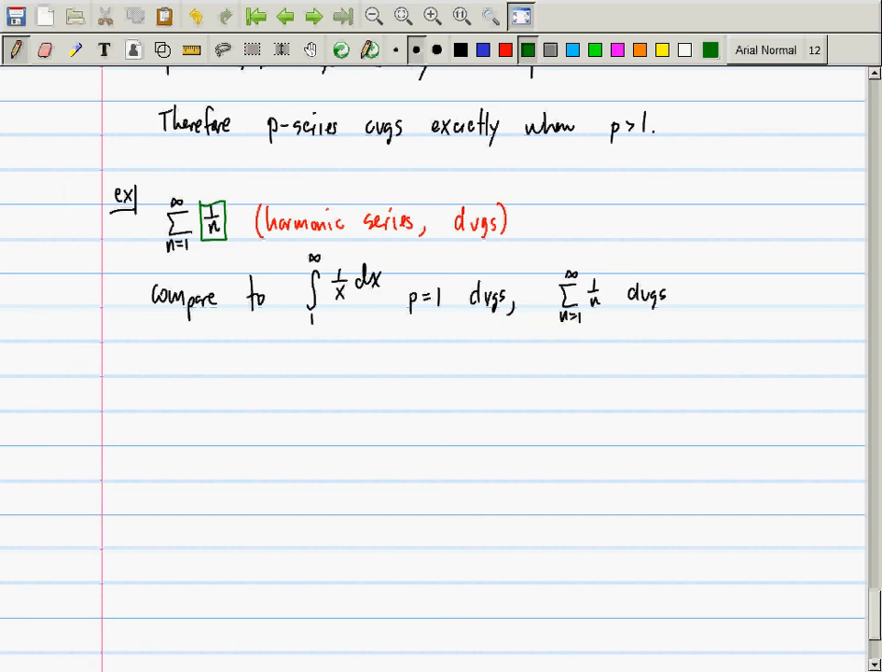Okay, so example one. Example two, seemingly not so different than the previous one. So the sum from n is 1 to infinity of 1 over n squared. So this is also a p-series, with p is what? 2. So does it converge or diverge? Converge. How about this? What does it converge to?